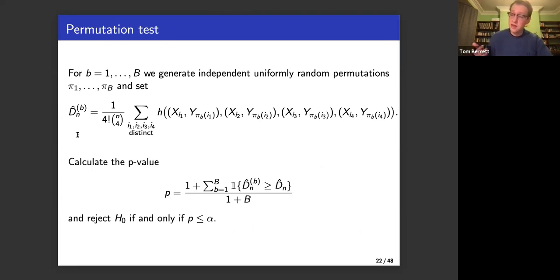Once we have our test statistic, it's simple to come up with the critical value. I've discussed this already. We use random permutations and we recalculate the test statistic on the permuted data sets. And then we calculate the p-value like this. And as before, this gives us a uniformly valid test of independence.